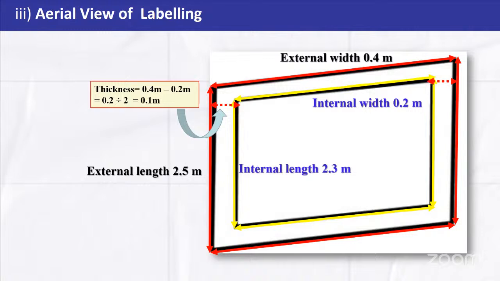Tell me what I should subtract from. Which measure should I subtract from which measure? She says the internal from the external. All right. So when I subtract the internal measure from the external measure, what value do I have?